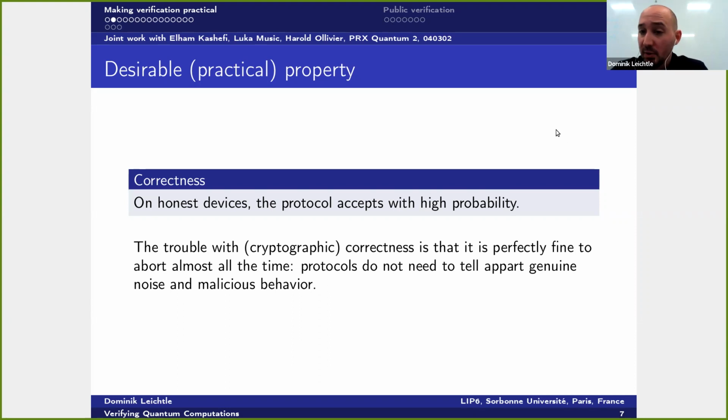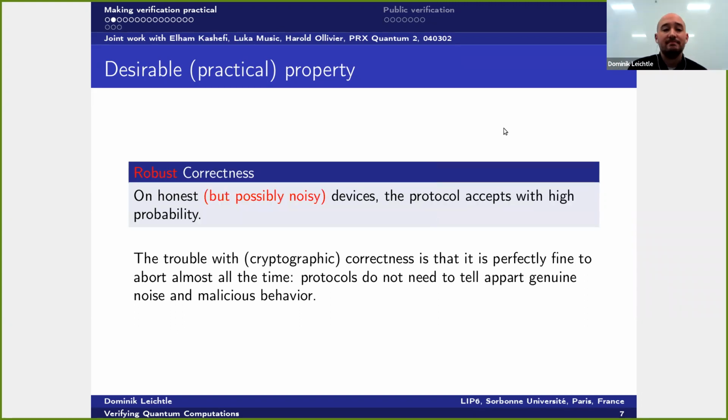But this is not super useful yet, because if there is a little bit of noise on the server side, then the protocol might just always abort, because a little bit of noise is not exactly the perfect behavior. In this case, we might have a protocol that almost always aborts. This is still correct. From a cryptographic perspective this is not a problem, because we never accept a wrong outcome, but it's still not useful. So what we want is something a little bit more powerful, which is robust correctness, which means that if there is a little bit of noise present on the server's device, then it's still going to go through, we're going to get the correct output, and verification is then also going to accept. So we extend correctness a little bit to also cover slightly noisy devices.